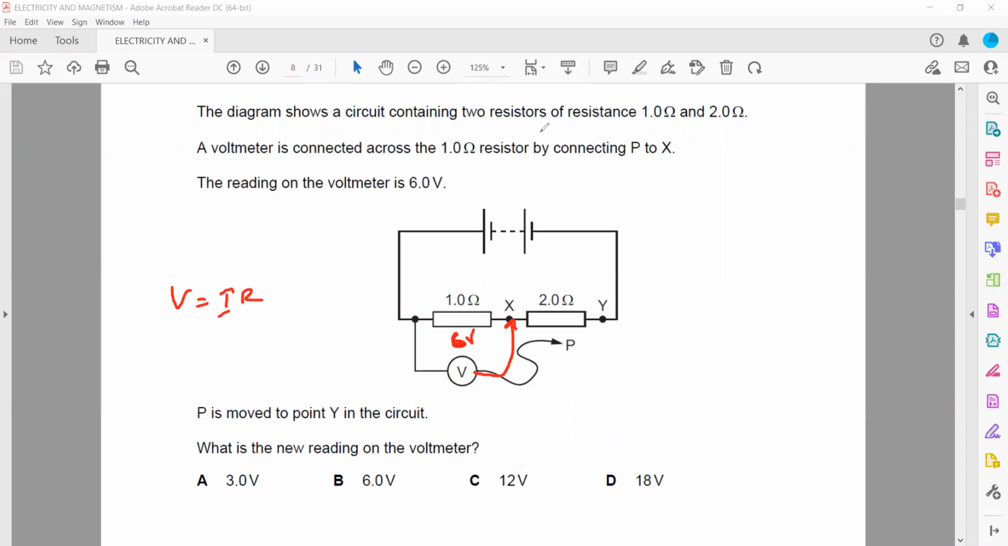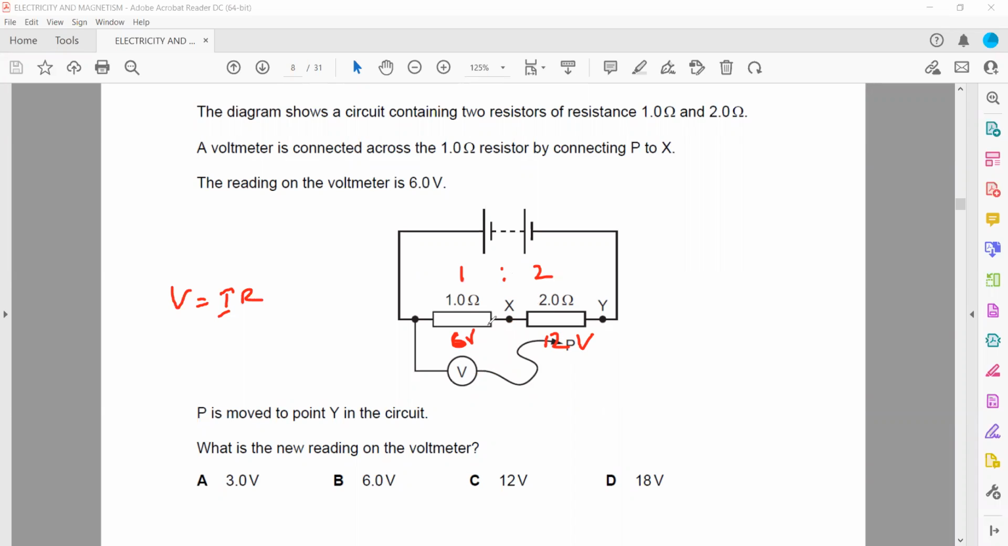And you can also solve by using a concept: the ratio of the voltage is the same as the ratio of the resistance. So however the resistance divides, the voltage will be divided the same way. The ratio of the resistance is 1:2, so the ratio of the voltage will also be 1:2. So if here is 6 volts, how much voltage will be here? 12 volts. So what is the total voltage now? Because on one side we have 6 volts, the other side we have 12 volts.